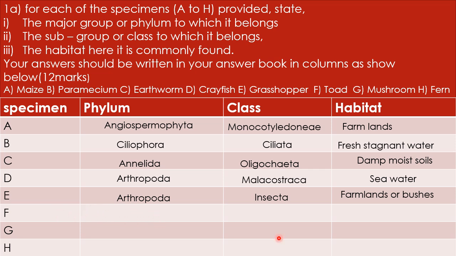Then now friends, let's look at specimen F. What's specimen F, guys? The toad. So what's the phylum that the toad belongs to? Good, phylum Chordata. The class, friends, what class does the toad belong to? Class Amphibia. Good. One mistake that most students always make is that they always spell it as Amphibian. They always put an N here. Friends, it is wrong. It is Amphibia, not Amphibian.